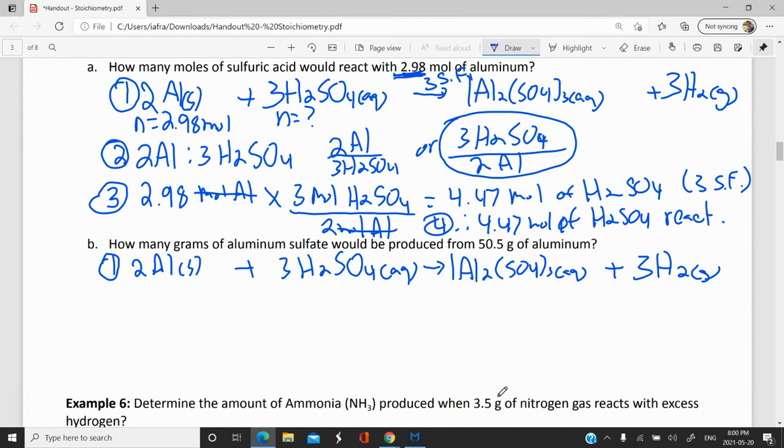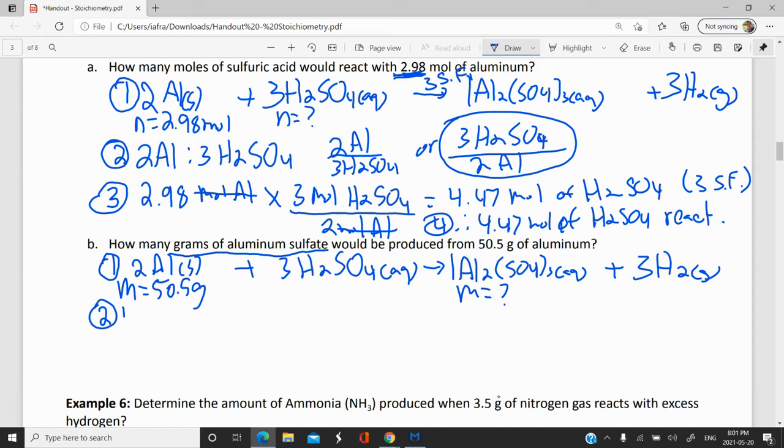So let's go ahead and write our information. We have a mass of 50.5 grams, and we want to know the mass of aluminum sulfate produced. How do I know that? Because it says how many grams of aluminum sulfate will be produced. Under typical conditions, we could just do a mole to mole ratio, but we don't have the moles at this point. So what we're going to do is find the moles of aluminum.